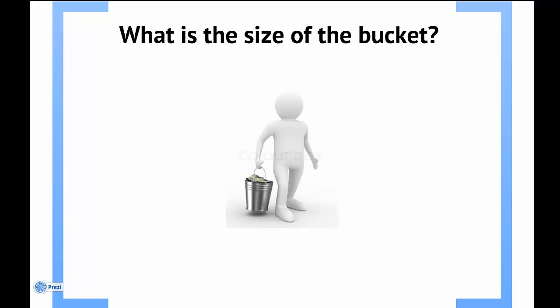What is the size of the bucket? Dragline buckets are usually sized by their holding capacity in volume in cubic meters, which typically range from about 45 cubic meters up to about 130 cubic meter bucket.